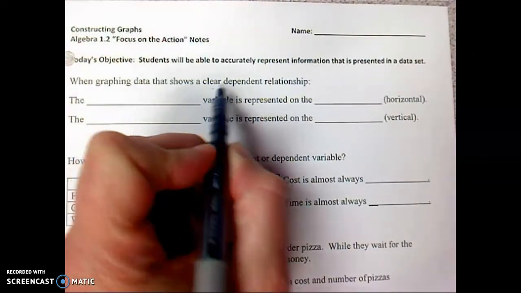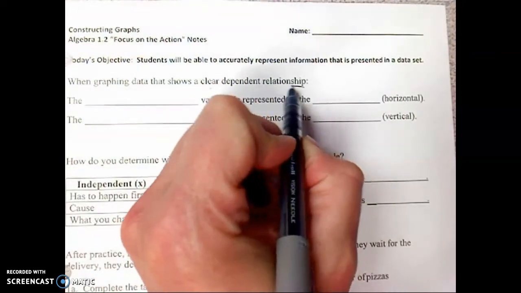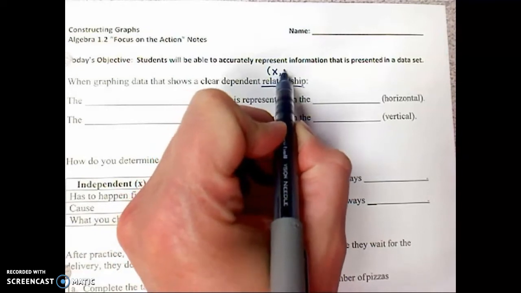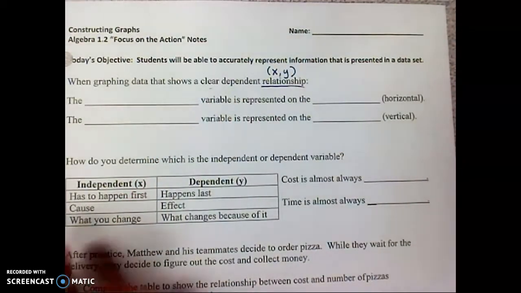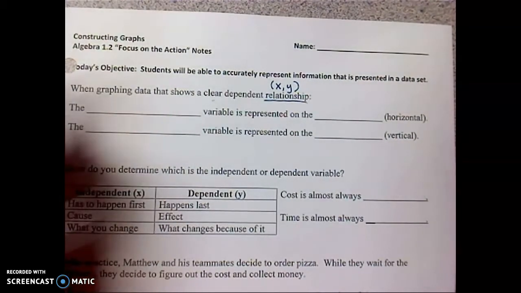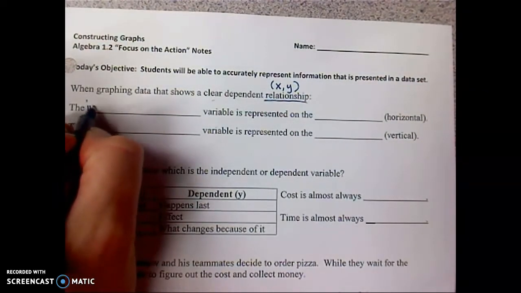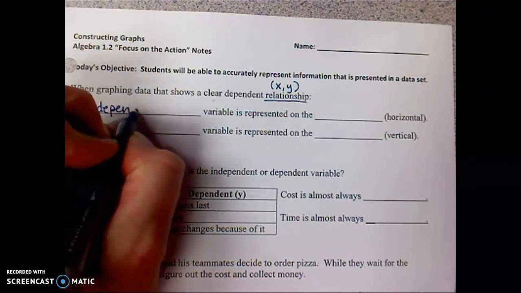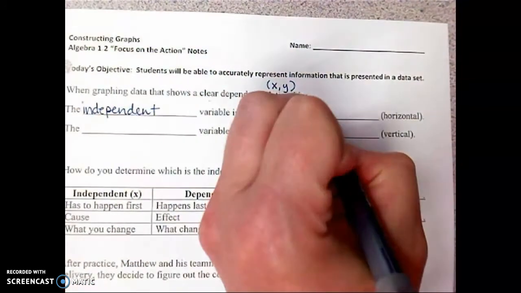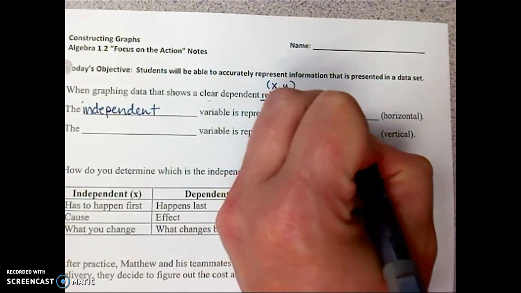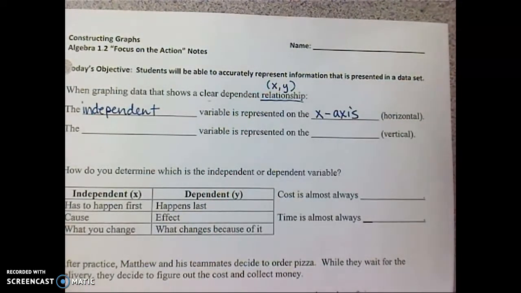Okay, it clearly shows a dependent relationship. So this is just talking about a relationship of X and Y, a point. Okay, so there's two parts to the relationship. So we have the independent variable, which is represented on the x-axis. So if we go back to yesterday or topic 1.1, your independent variable was time.